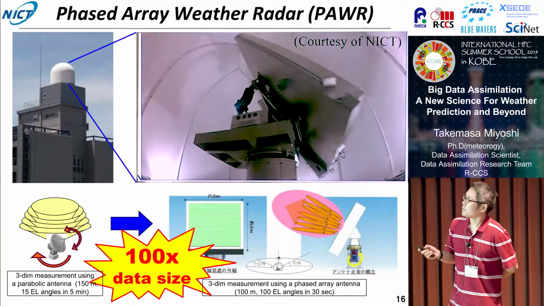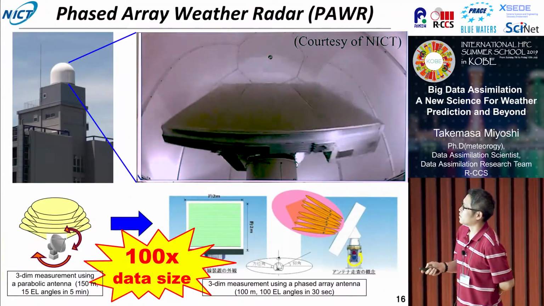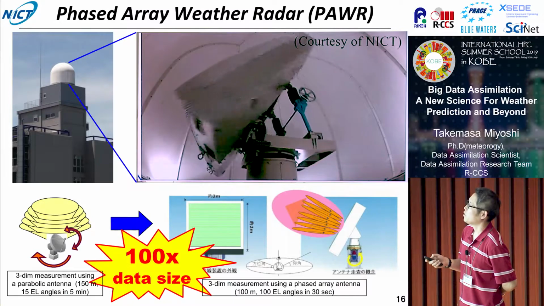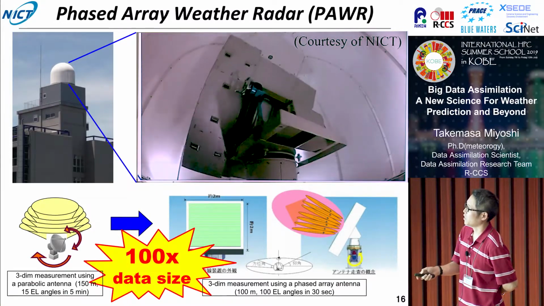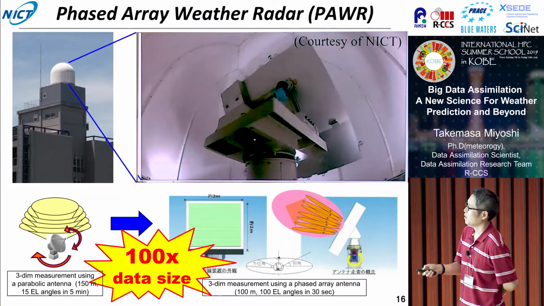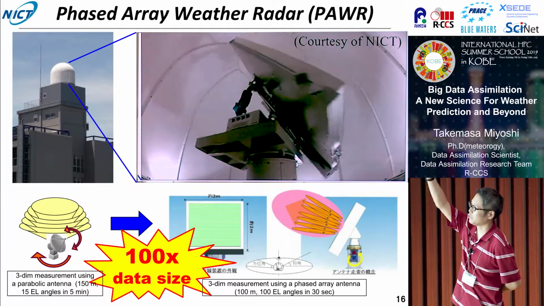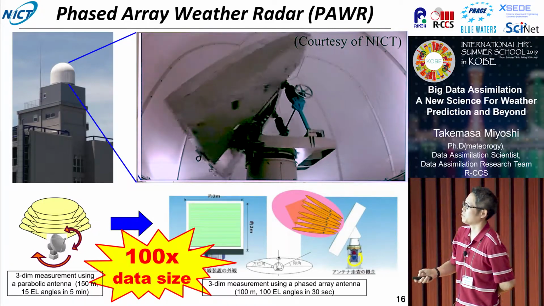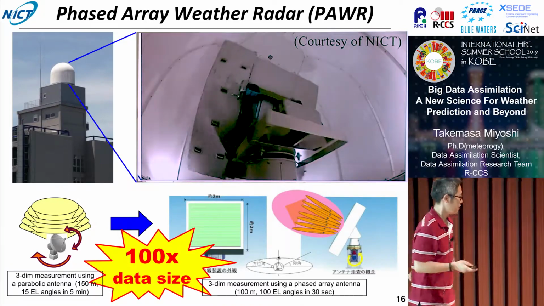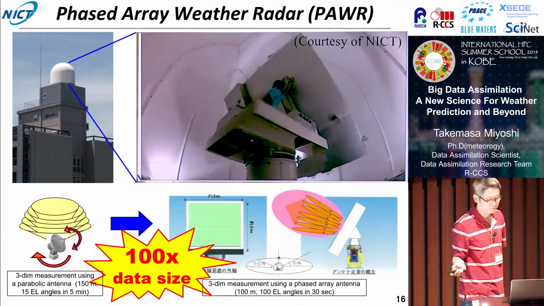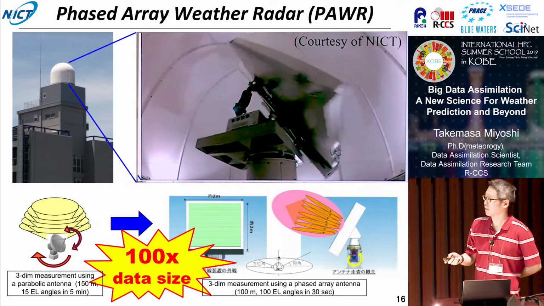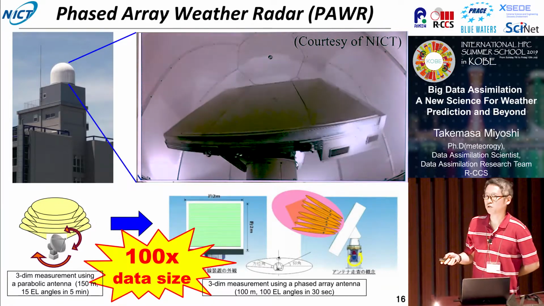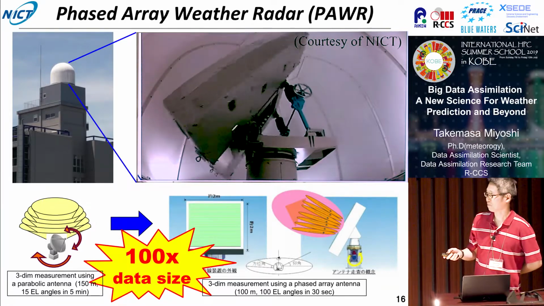So this was done by this new type of radar that's known as the phased array weather radar. And this is not like the parabolic antenna. We can observe 100 vertical levels simultaneously so that we get 100 times more data than the usual parabolic antenna radar. So this is also a source of big data.